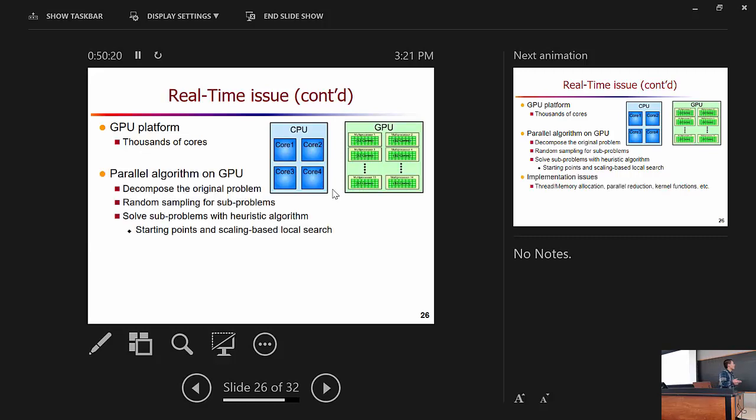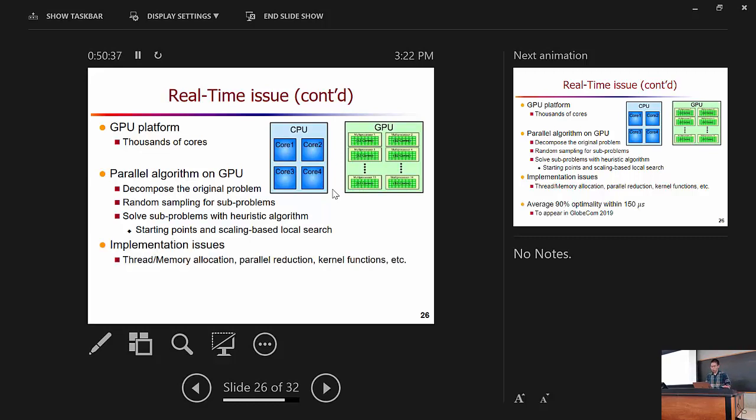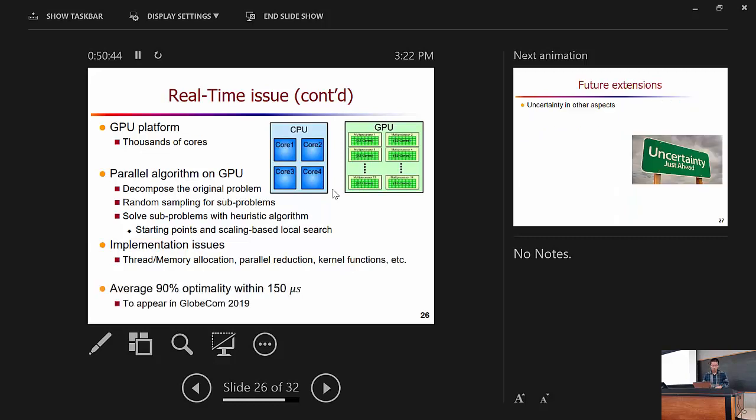So then we derive some kind of parallelism with our GPU for the problem. You have a large problem, and you can split it into many small problems. Some issues to consider are thread allocation and memory allocation, which is standard for GPU programming. The results we achieved, within 150 microseconds, are really fast. And this is the work that's going to appear in Hawaii, actually, if anyone is coming.